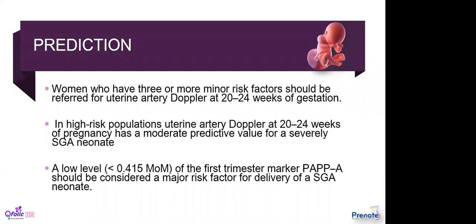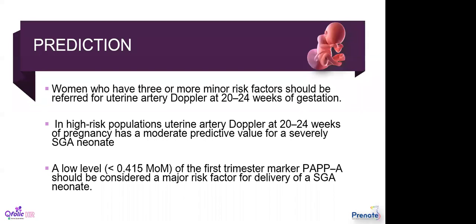So if the woman has three or more minor risk factors or one major risk factor, these women should be referred for uterine artery Doppler at 20 to 24 weeks of pregnancy. Even in the first visit, if we take the history in detail and we find that there are three or more risk factors or a single major factor, these women should be referred for the uterine artery Doppler. It's not necessary that all other low risk patients should have Doppler studies.